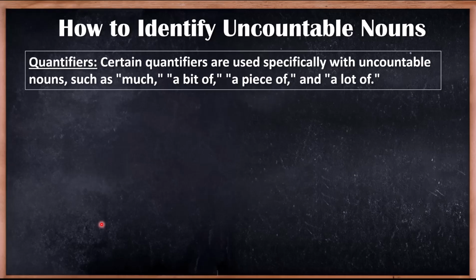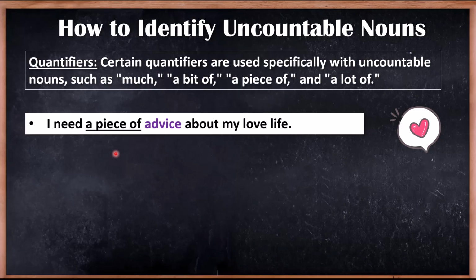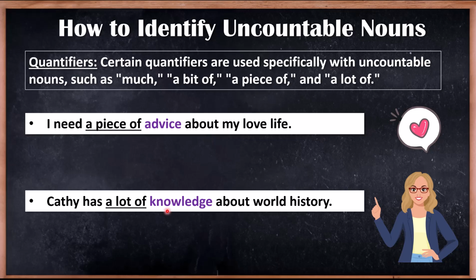We can also use certain quantifiers with uncountable nouns, such as much, a bit of, a piece of, and a lot of. For example, I need a piece of advice about my love life. We could not say, I need an advice. We have to say some advice or a piece of advice because advice is uncountable. Kathy has a lot of knowledge about world history.